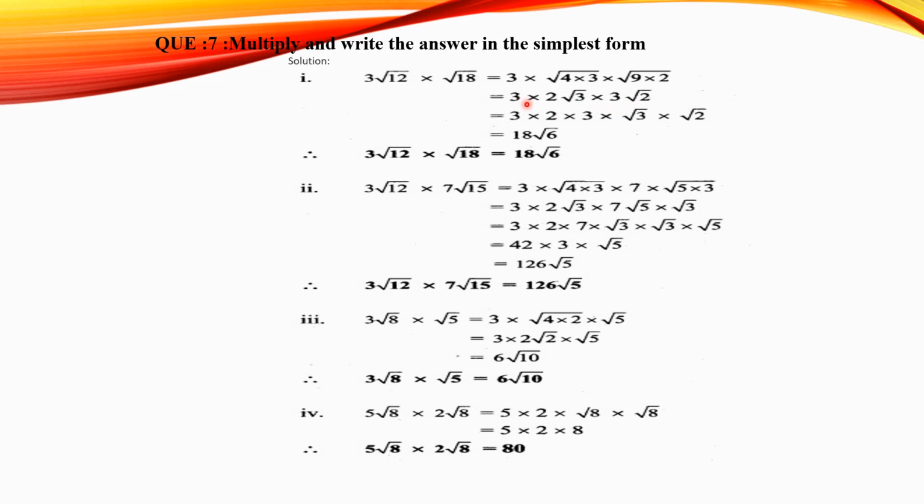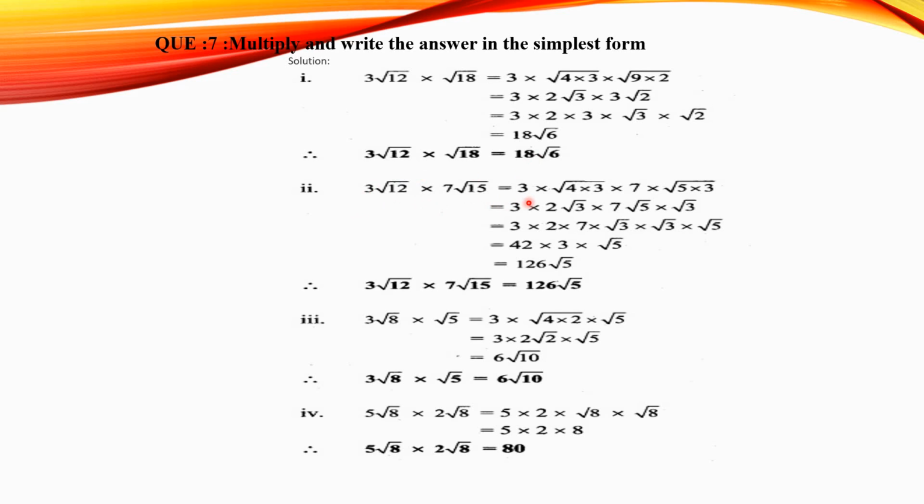So it can be written as 3 multiplied to 2 multiplied to 3 multiplied to square root of 3 multiplied to root 2. So we have 18 root 6. So 3 root 12 multiplied to root of 18 can be written as 18 root 6. Second question, 3 root 12 multiplied to 7 root 15.